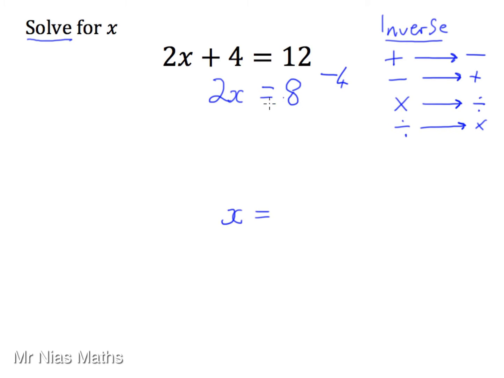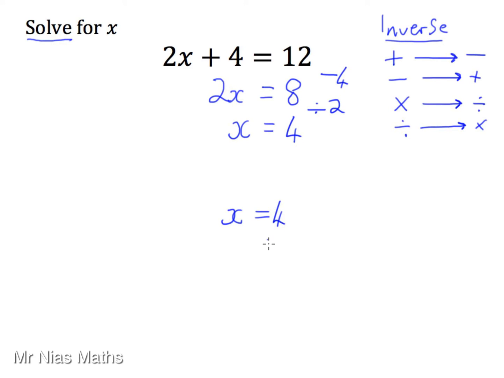Okay, now I've got 2x. I want to get rid of that 2, so I've just got x equals. Now 2x means 2 times x, so I've got a 2 times, or times by 2. So the inverse of times by 2 is going to be divide by 2. So 8 divided by 2 is 4. So my answer is x equals 4.